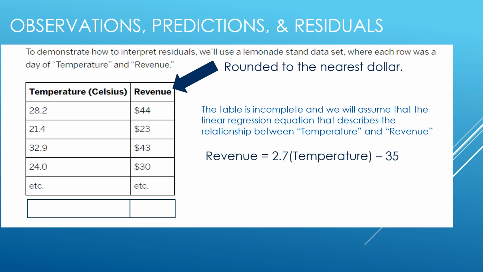This is the linear regression equation. The predicted revenue is equal to 2.7 times the temperature, and in this case, temperature is actually in Celsius, and then subtract 35. That is our prediction equation, our linear regression equation. They are giving us that. We cannot get that from the data we have because our data set is incomplete.